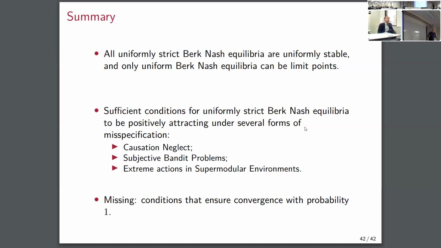To summarize, all uniformly strict Berk-Nash equilibria are uniformly stable. Only uniformly strict Berk-Nash equilibria can actually be limits. We have sufficient conditions for uniformly strict Berk-Nash to be positively attracting under certain forms of causation neglect, subjective bandits, and supermodular. What's missing from the paper is any result sufficient to guarantee convergence with probability one. And going through the slides, I realized I didn't really get to Yuichi's point about non-degenerate beliefs. That's because we're looking at convergence to pure actions. In work we're doing now, which I'll talk about a bit on Friday, we do have results on mixed actions.